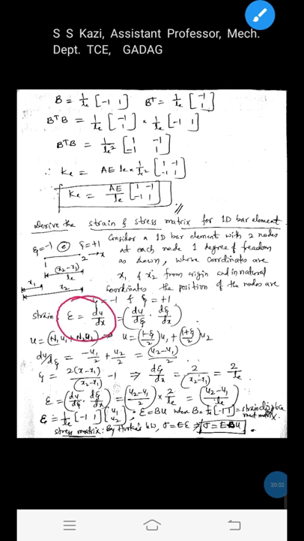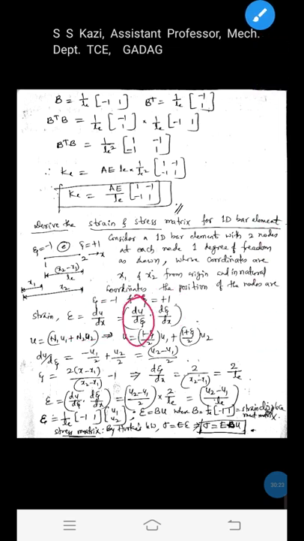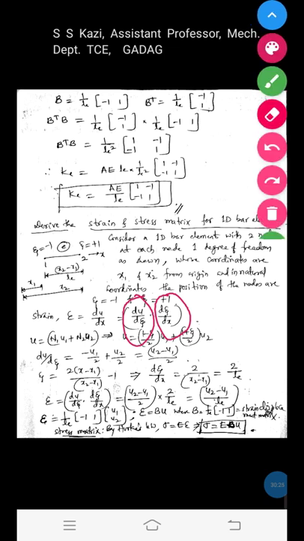What is du by dx? This du by dx can be written in this form: du by d zeta into d zeta by dx. In this form also you can write du by dx. Now let us find these two terms, du by d zeta and d zeta by dx, separately.